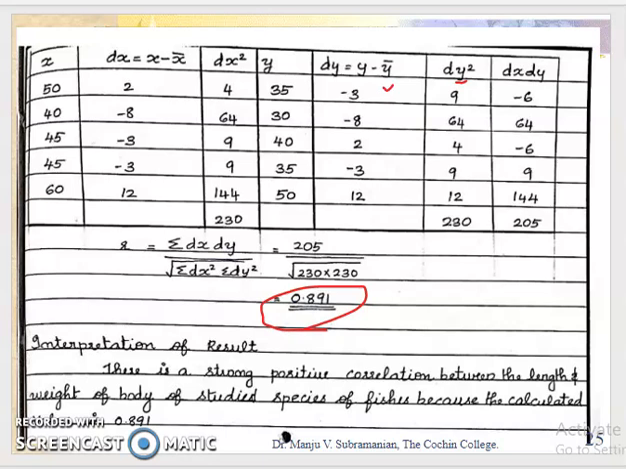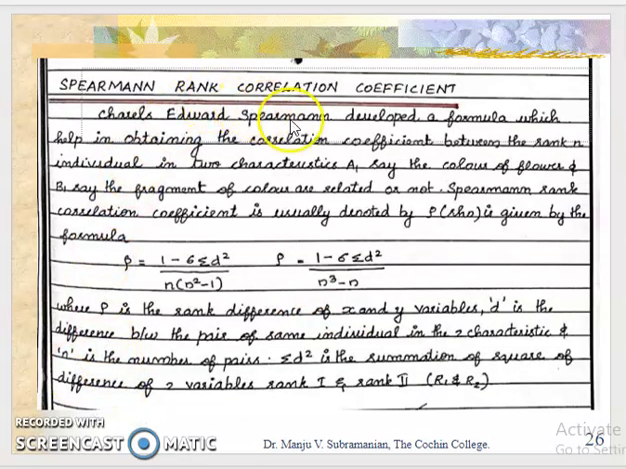Now we will pass on to the next type, that is the Spearman rank correlation coefficient. This coefficient is calculated by the equation 1 minus 6 sigma d square by n into n square minus 1. The Spearman rank correlation coefficient is represented by the letter rho. This d is the rank difference between the x and the y variable, a deviation.